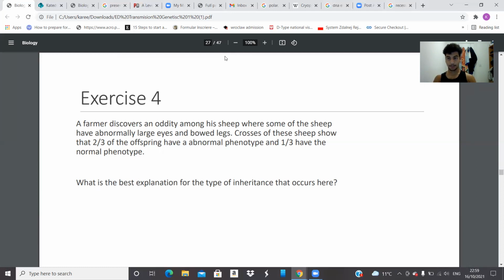Because if they were both homozygous and the disease was recessive, all offspring would have the disease. So if I cross it like this, the disease is small a, for example, it will always produce this. But if you are crossing two heterozygotes, then there is a 1/4 chance that the offspring doesn't have the disease. Here it's 1/3, but it's close enough, so it's okay. So now we can tell the explanation for this type of inheritance: this is dominant inheritance. The allele causing the abnormally large eyes and broad legs is a dominant allele.